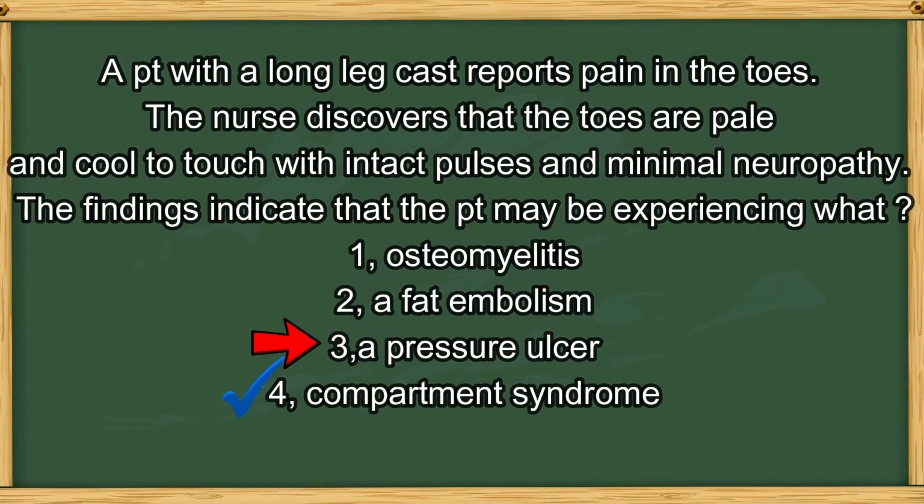A pressure ulcer is caused by decreased circulation due to pressure, tissue hypoxia, and destruction. Osteomyelitis is an infectious process within the bone. A fat embolism is an acute event in which fat globules release into the circulation and obstruct pulmonary circulation. It's seen with fractures of long bones such as the femur.